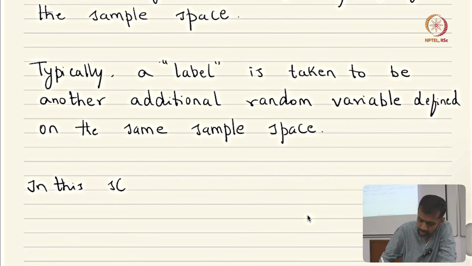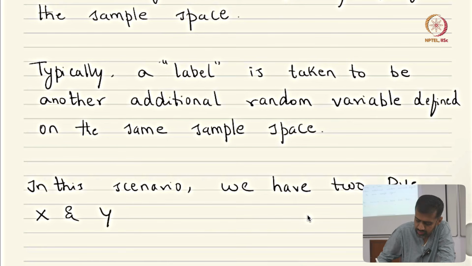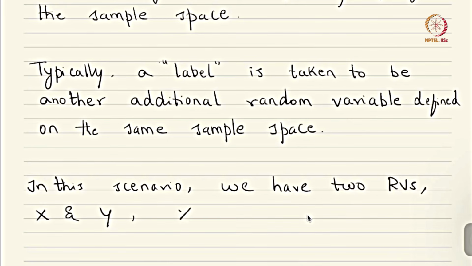scenario, do we map that to RD as well? Good question, I'll tell you. In this scenario, we have two random variables, x and y. X is in RD and y is in RK. Okay. This is the most general definition, right?